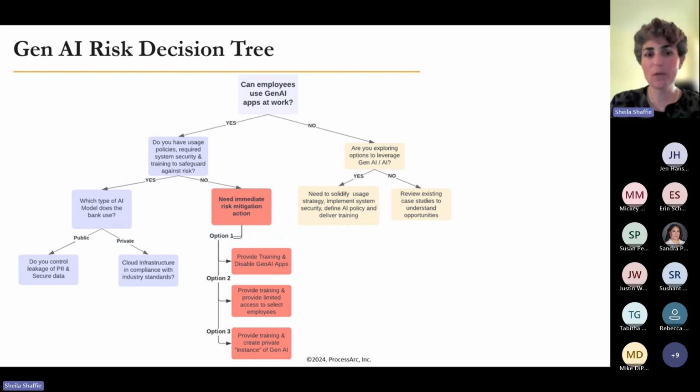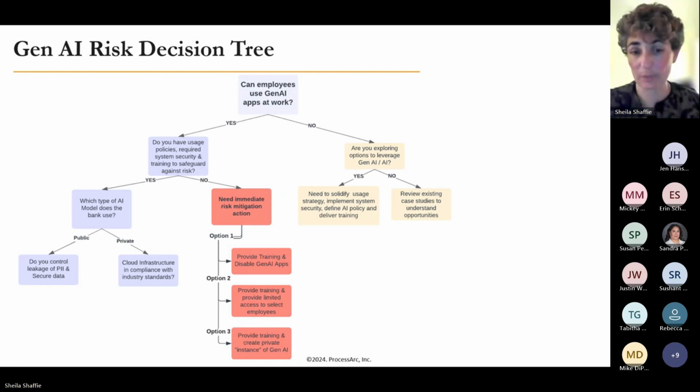And the last option is to provide what we call a private instance. Essentially, you replicate the data that generative AI or Chat GPT is using, and you create a private instance within the four walls of your security firewalls, and then you use that instance to be able to use Chat GPT essentially within your organization.